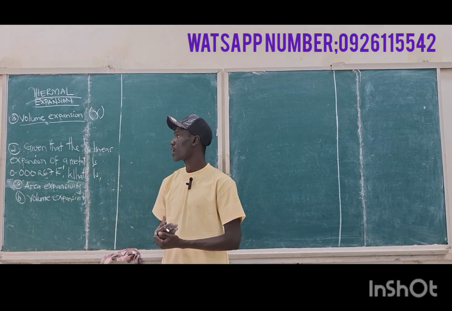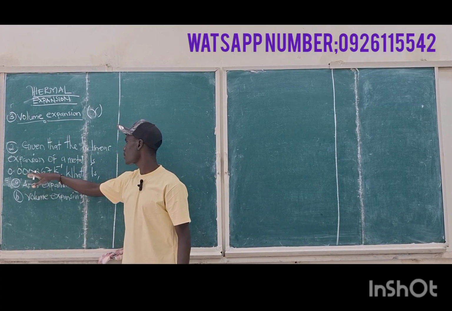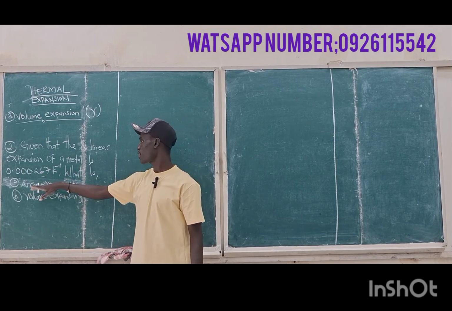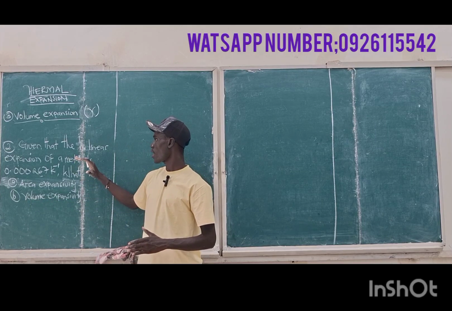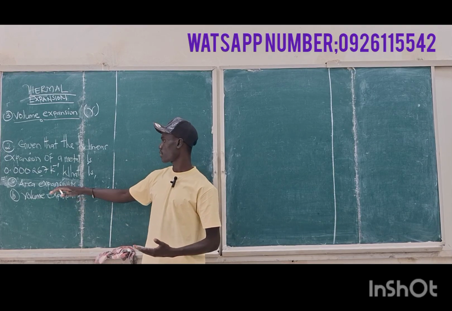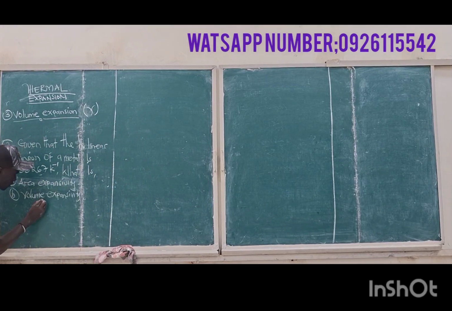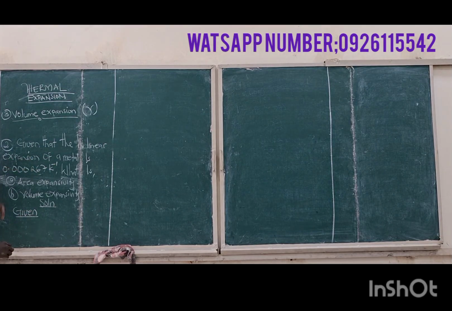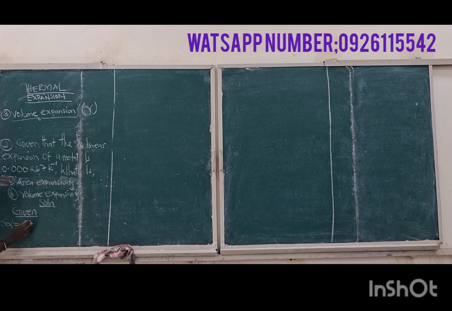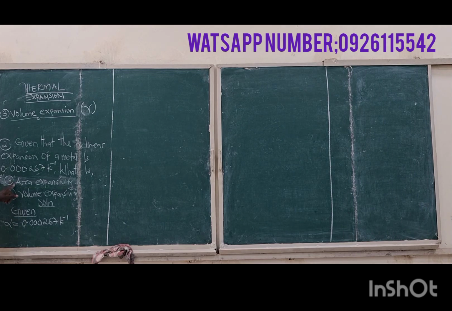This is our example 2 under volume expansion. Given the linear expansivity of a metal 0.0000267 per Kelvin, what is A, area expansivity, then B, volume expansivity. Here we are given the linear expansivity, but we are asked to find area expansivity and volume expansivity. Now let's say solution. Given, we have the linear expansivity, which is alpha, as 0.0000267 per Kelvin. Question 1. What is area expansivity?